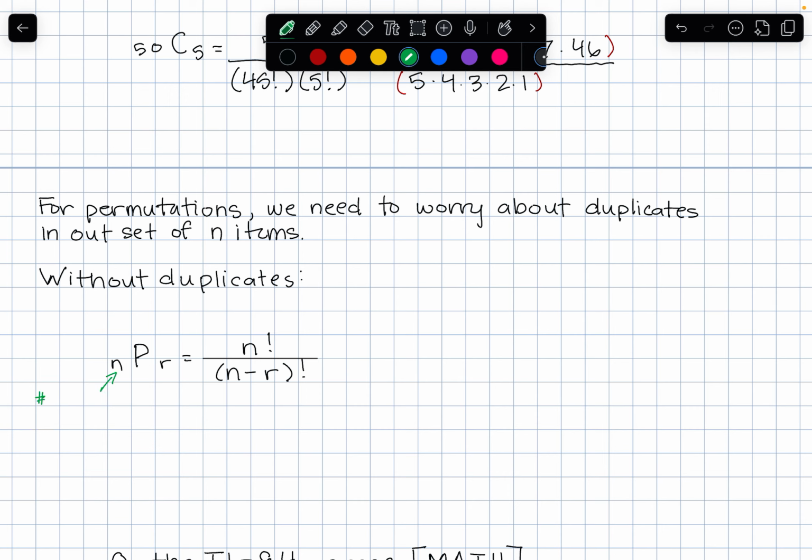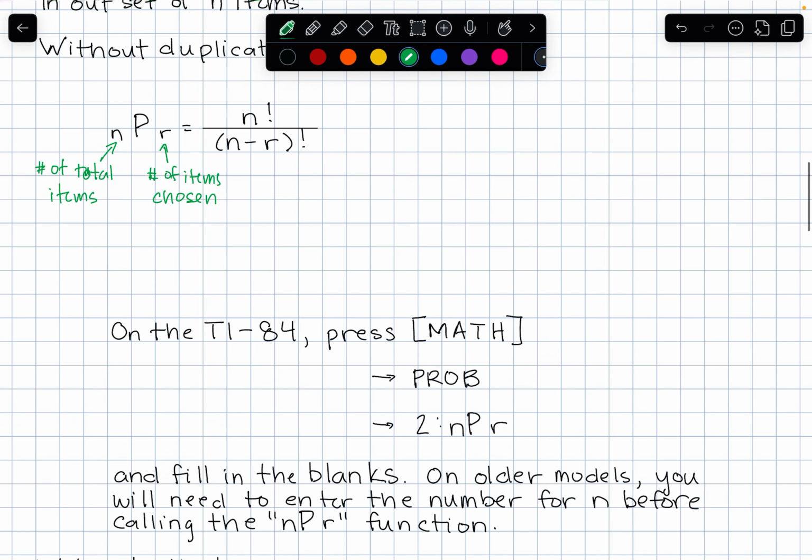n is the number of total items, and then r is the number of items we're choosing. And on the right side, we have our fraction with factorials in it. We access nPr on our calculator exactly like we did nCr. We go to math, we go to the probability menu, and then we just want option 2, nPr. And the rules for the old type system are the same. If you have an older model calculator, you'll need to enter the number for n before you go to nPr.